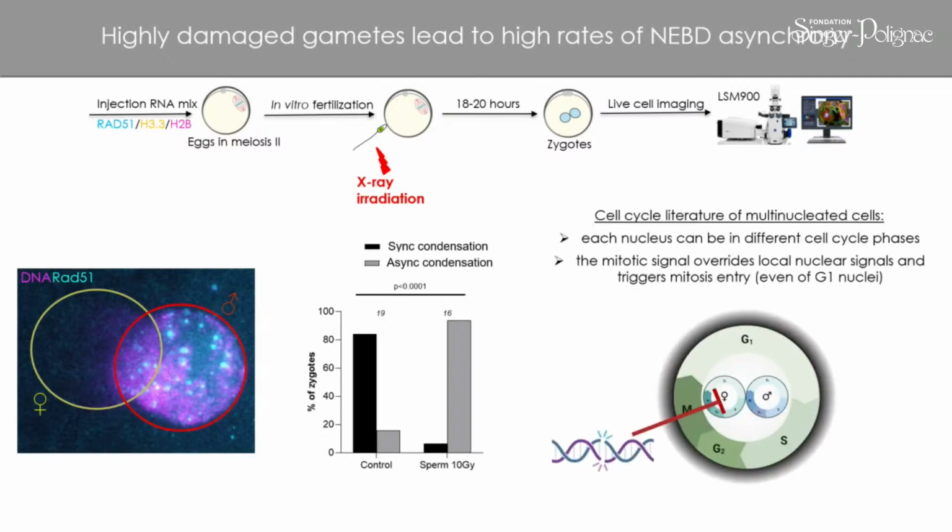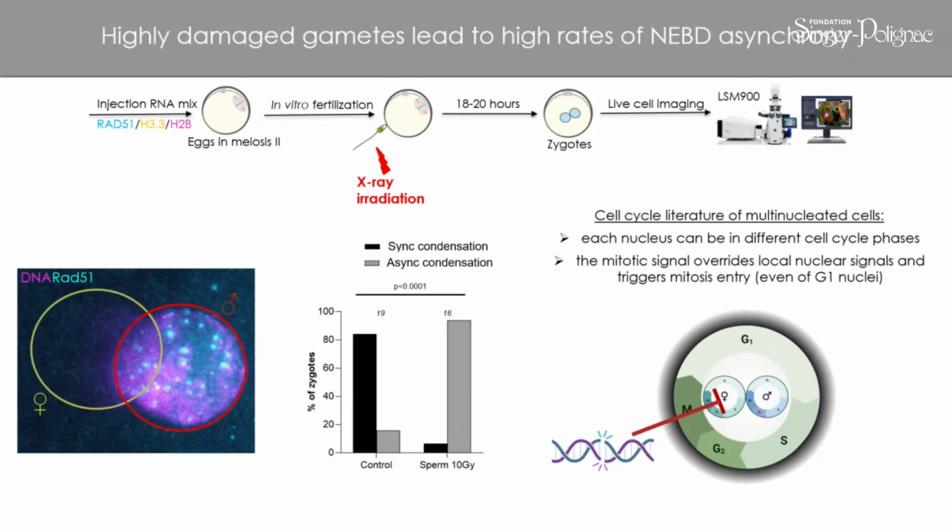And then we went back to the cell cycle literature, and the literature says that each nucleus can go through the cell cycle independently inside the cytoplasm. But in theory, when one nucleus enters mitosis, this is a signal that will override everything else. So the rise in CDK1 activity will push every nucleus into mitosis.